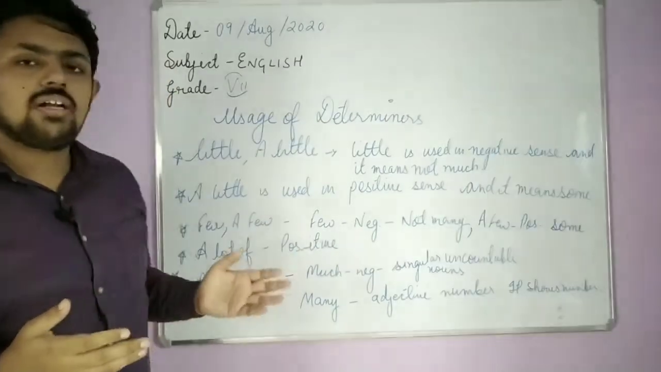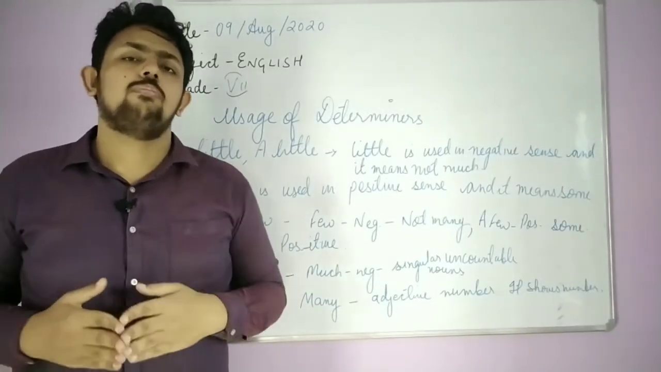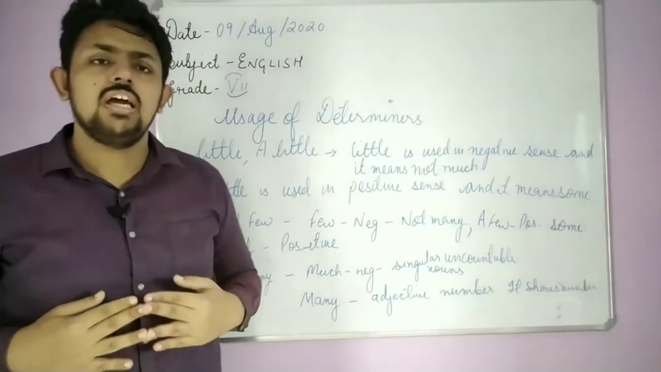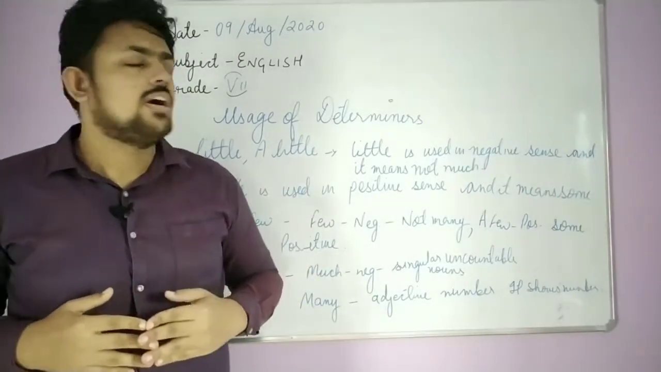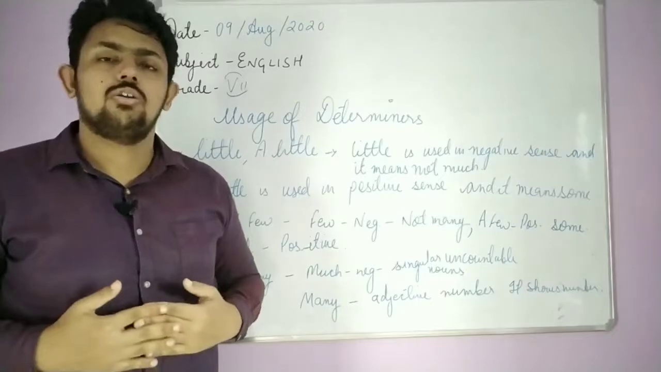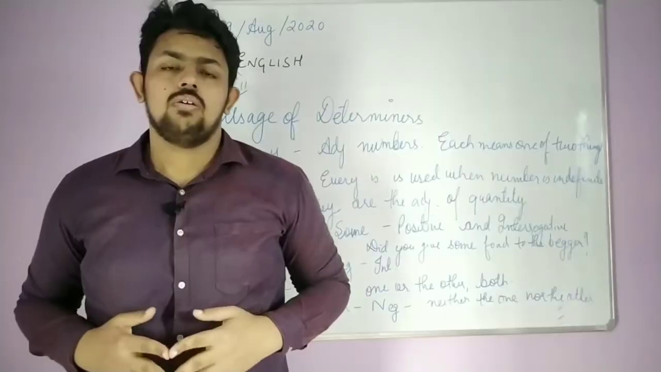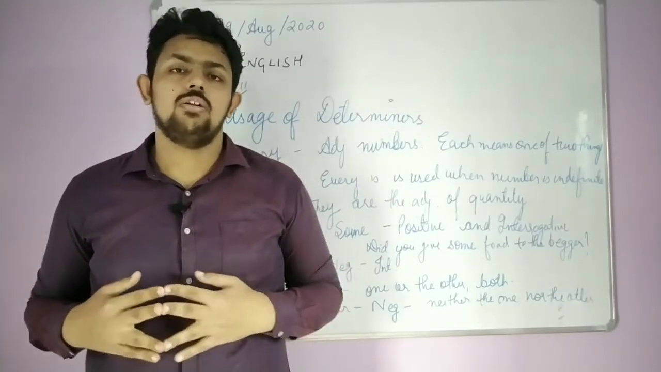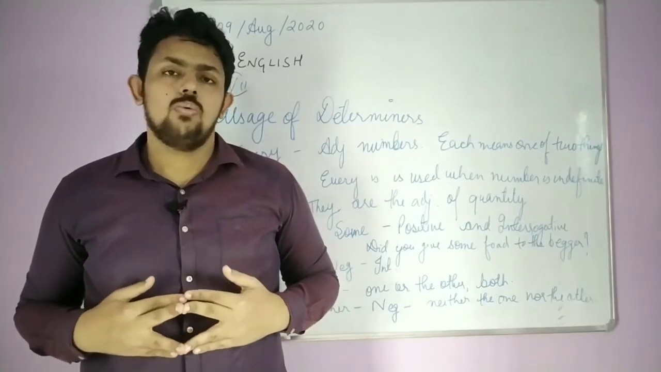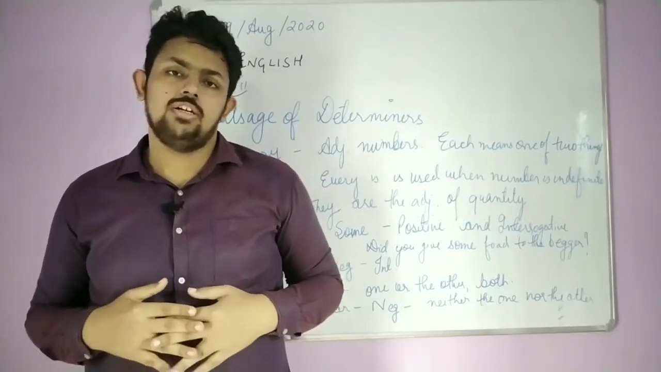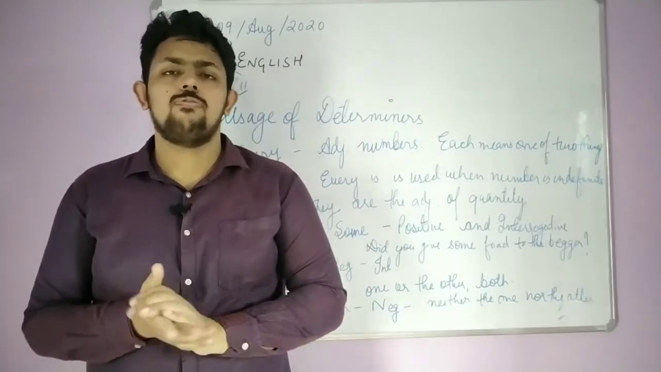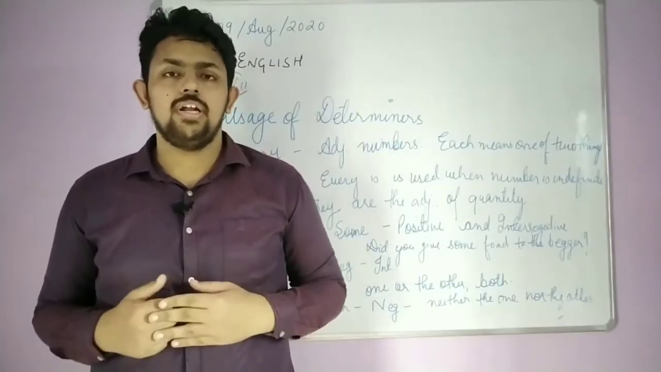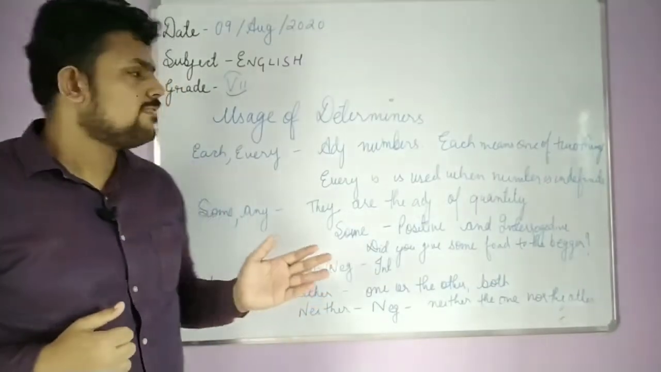A few more are there. We will discuss them in this video only. You can read from the book also. There are a few examples by which you can understand better, and then we will move on to exercise A. So we will discuss a few more usages of determiners, then we will conclude our chapter with the exercise. So let's see a few more usages of determiners.